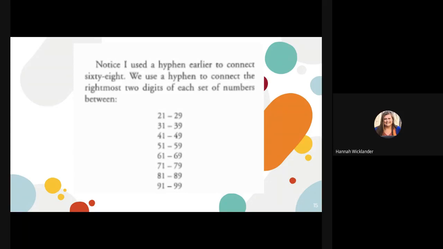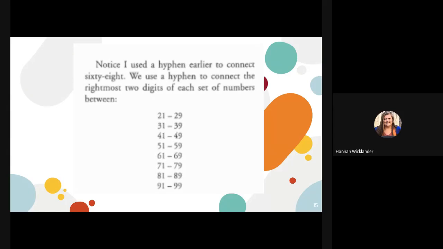So someone in the chat, give me any number between 21 and 99. 52. Okay, so when I do 52 on the place value chart, the 2 will be in the ones and the 5 will be in the tens. So I'll write the 5 as a 10. So 5 will become 50. And then 2, I write just as the number 2. But you use a hyphen to connect the numbers. So in the chat, I typed out how it'll look.